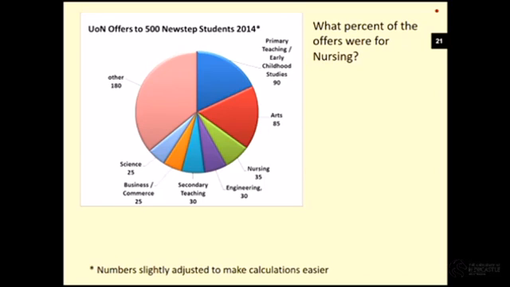What percentage of the offers were for nursing? Well, clearly nursing is 35, and I either need to add up all these numbers to find out the total, or even easier, it was in the total. It was in the title, the total was.